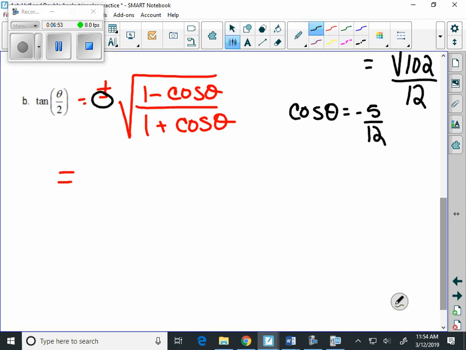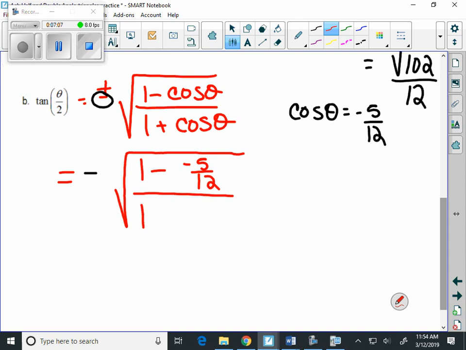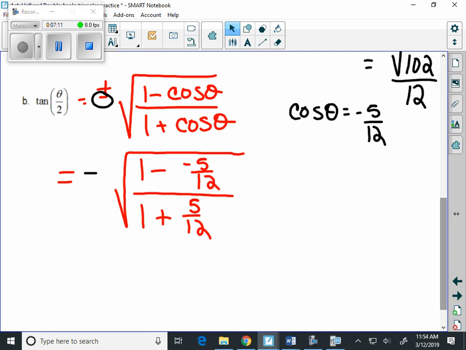So our answer on this one's going to be negative, but we can fill in these values now. It's going to be negative, and then that's going to be our square root of 1 minus, well, the cosine of theta given to us is negative 5/12. Down in the denominator, it's going to be 1 plus 5/12. And we're going to pull out our calculator.